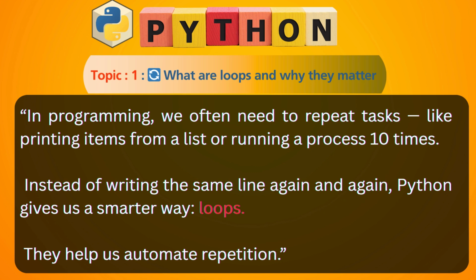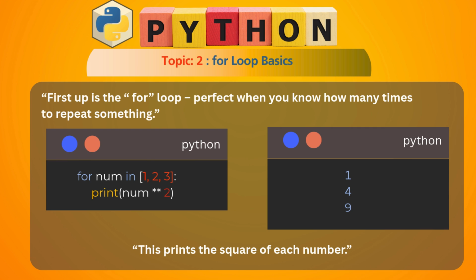In programming, we often need to repeat tasks like printing items from a list or running a process 10 times. Instead of writing the same line again and again, Python gives us a smarter way called loops. They help us to automate repetition, that is called loops. We will see more examples in the coming times.